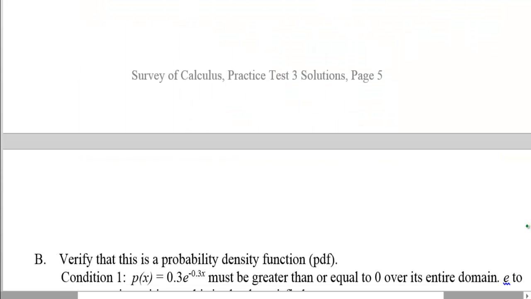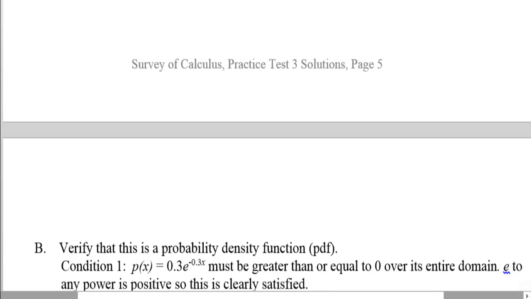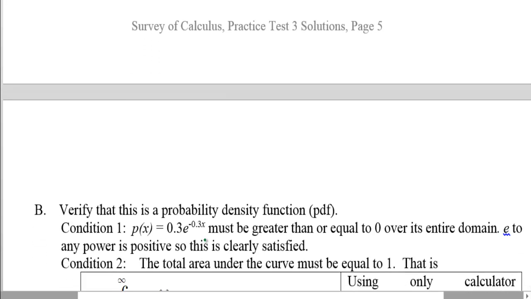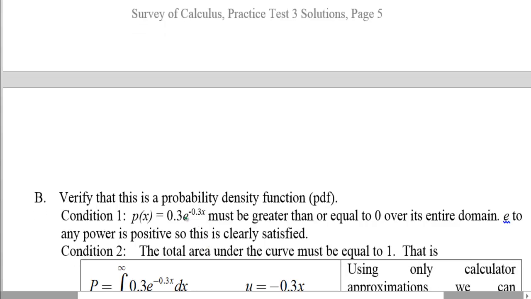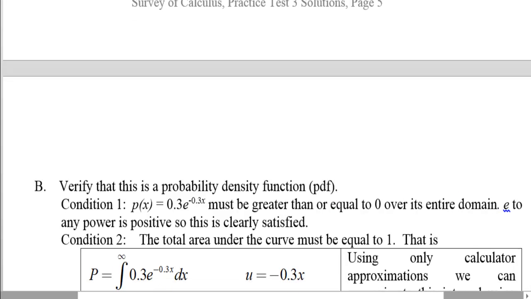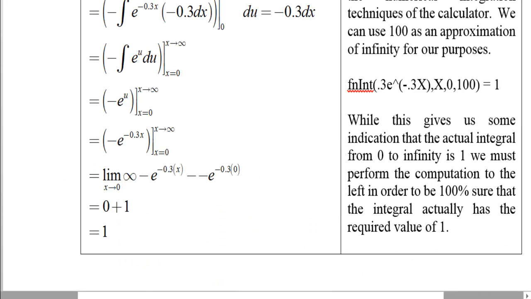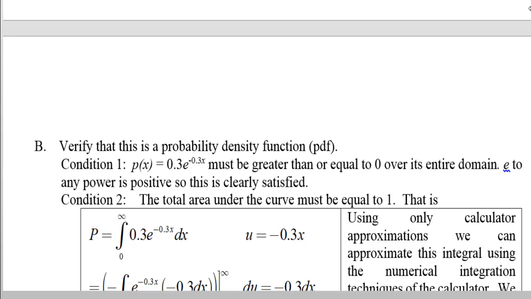Now, the first question is, how do we know this is a legitimate PDF? Well, there are two conditions that must be satisfied. The y values of the PDF of x must be greater than or equal to 0. Well, e to any power is positive, times 0.3 is still positive, so it's clearly positive. It's not even equal to 0 anywhere it's defined. And the other thing is the total area underneath the curve must be 1. This requires us to compute an integral, technically from negative infinity to infinity, but we're just integrating 0 from negative infinity to 0, so that part doesn't matter. So we're just going from 0 to infinity of our PDF.